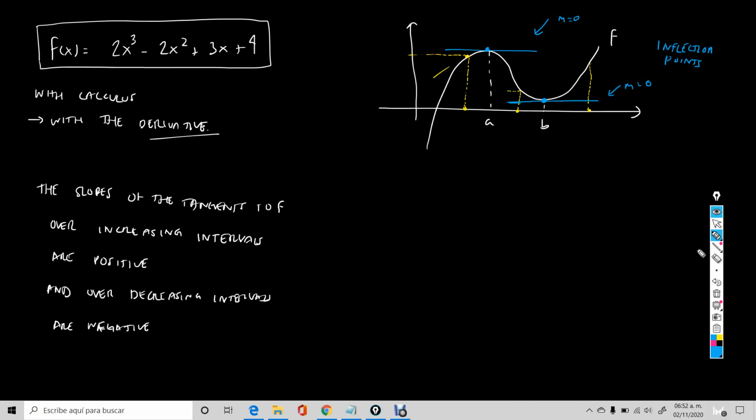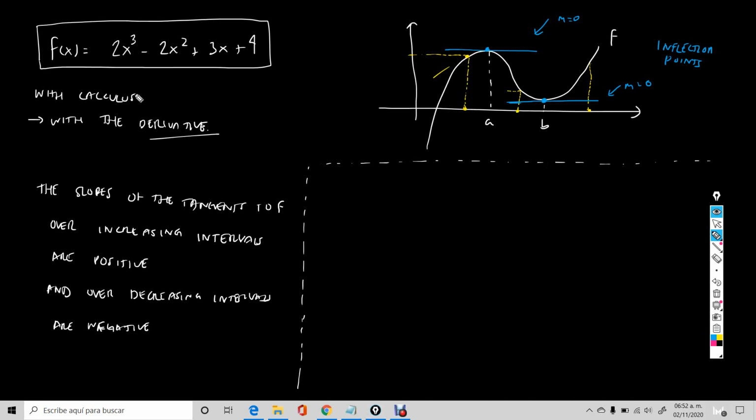Okay, so let's see how we can solve this problem. The problem is, given this function, how can you know in what intervals this function will be increasing and in what intervals that function will be decreasing? Well, what you have to do is this. I'm gonna do it over here. I think with just one example you will be able to understand what's happening.